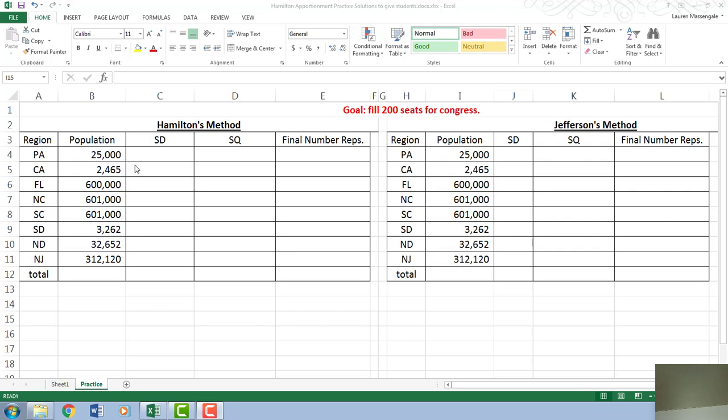So I made this situation up. Of course, California doesn't have 2,000 people. I made this up for us to just use. And I'm saying that we want to fill 200 seats for Congress.